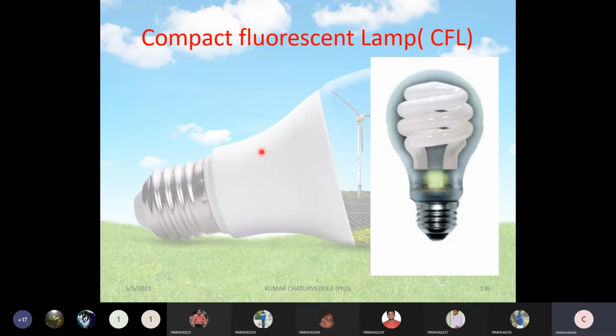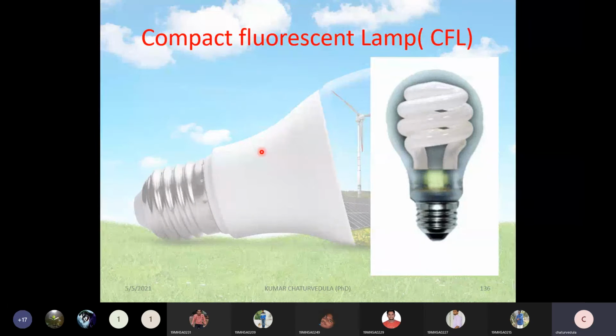So then comes the next version, that is the compact fluorescent lamp. This compact fluorescent lamp is basically a low pressure mercury vapor lamp, again having two electrodes. It consists of the same electron emissive material placed in a glass tube. Now if you look at this, it has the shape of the incandescent bulb, but the property of emitting light is from your fluorescent tube.